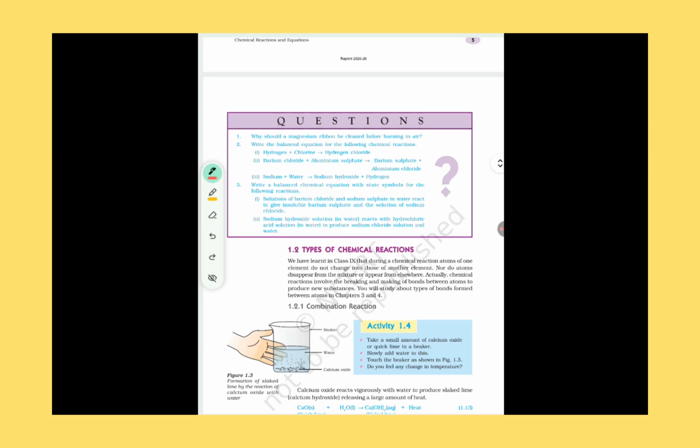Barium chloride. So barium chloride formula is BaCl2, and then plus aluminium sulfate, Al2(SO4)3. That is giving us what? Barium sulfate, BaSO4, plus aluminium chloride, AlCl3.